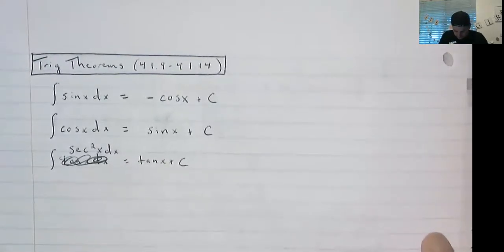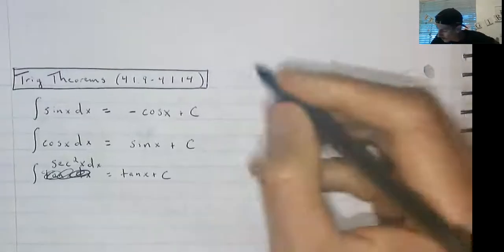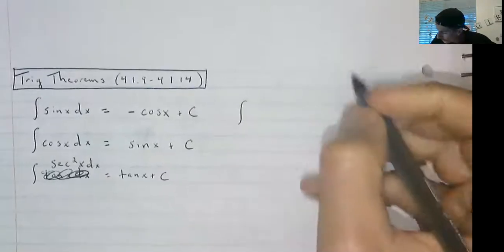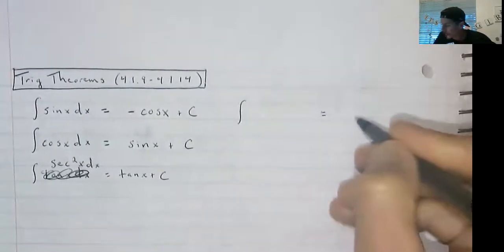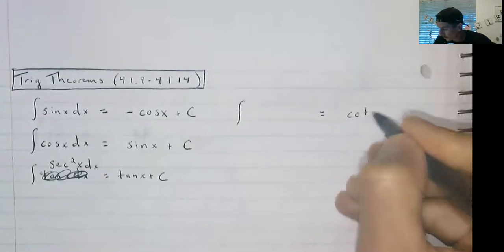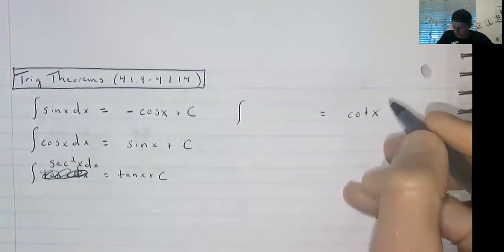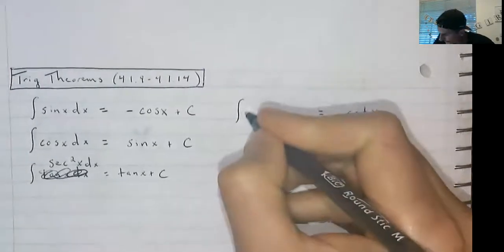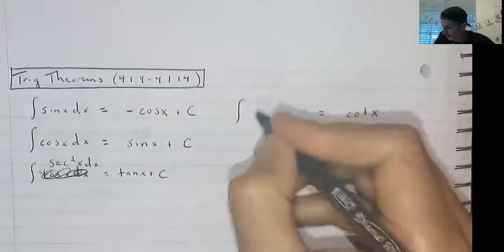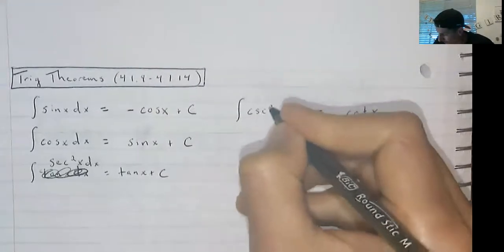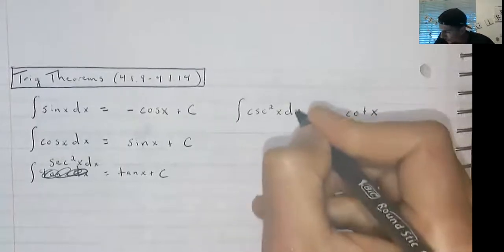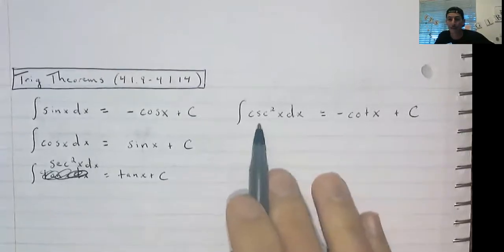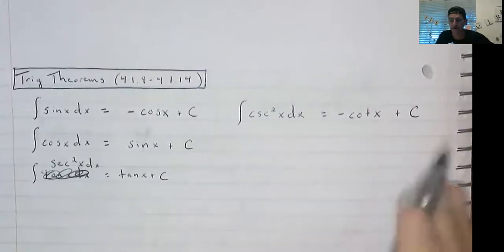Then working that same backwards thought process. We know the cotangent of x gives us the negative cosecant squared. But we don't really want to put negatives in here, so the cosecant squared will go in here, and then we'll put the negative out here. So the antiderivative of the cosecant squared is the opposite of cotangent plus c.